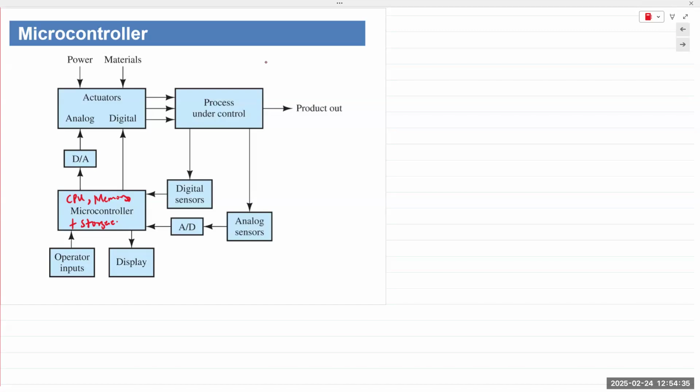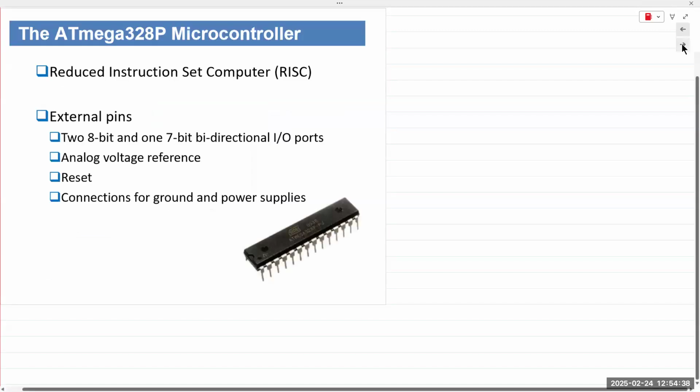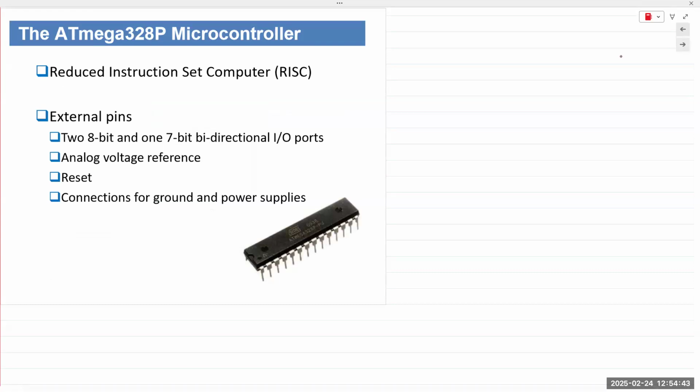One of the most popular microcontrollers is this chip, ATmega 328P. It is a reduced instruction set computer known as RISC, R-I-S-C. It's about 28 pins, I believe. 1, 2, 3, 4, 5, 6, 7, 8, 10. Yep, 14. So a 28 pin microcontroller. It has two 8-bit and one 7-bit bidirectional I/O ports. So you can send commands into it, and you can interface multiple sensors to either send data into it or extract data.